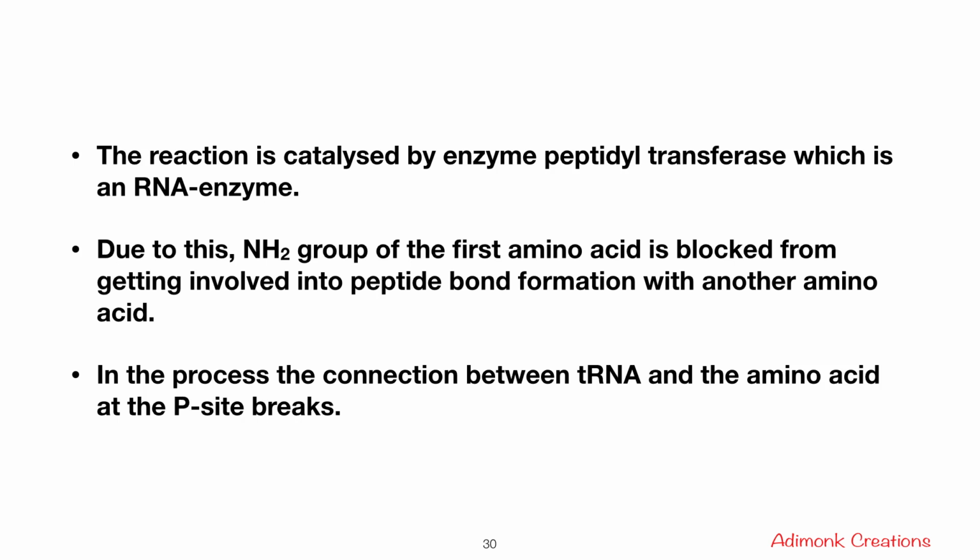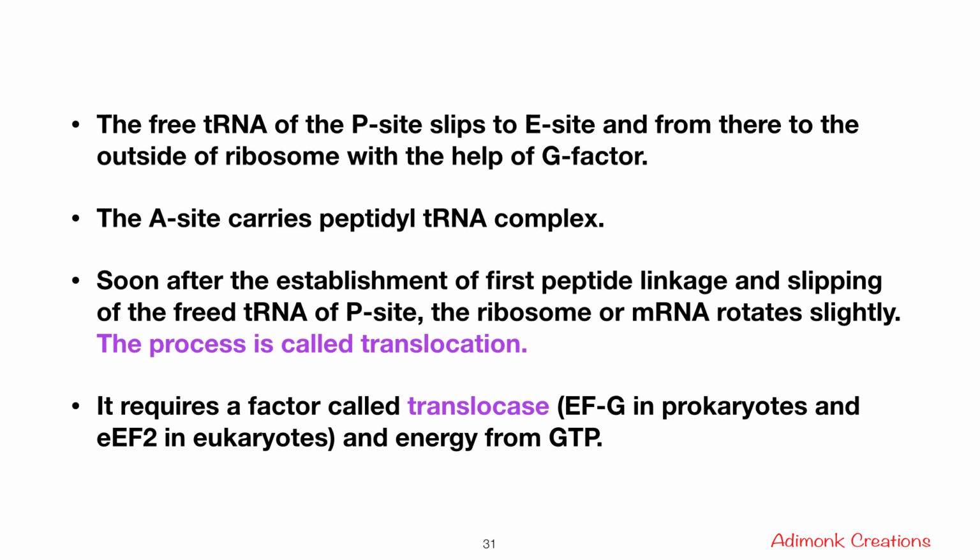Due to this, the amide group of the first amino acid is blocked from getting involved in peptide bond formation with another amino acid. So in the process, the connection between tRNA and the amino acid at the P site breaks. The free tRNA of the P site slips to the E site and from there to the outside of the ribosome with the help of the G factor, and the A site carries the peptidyl tRNA complex.